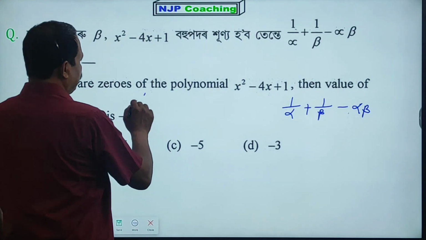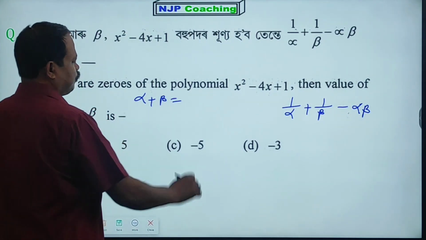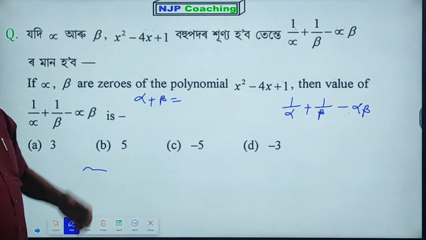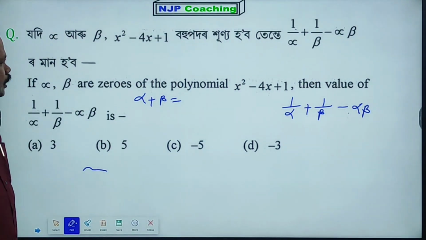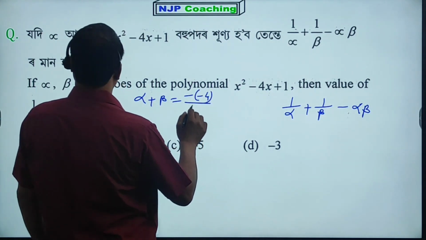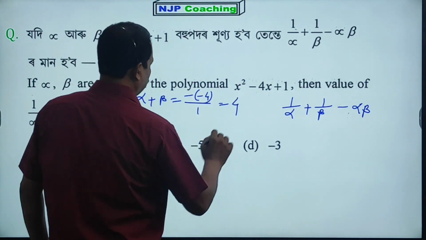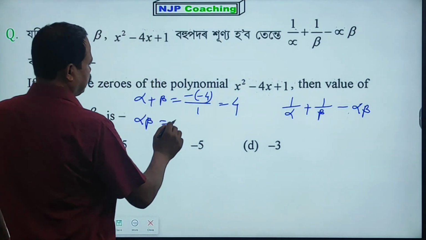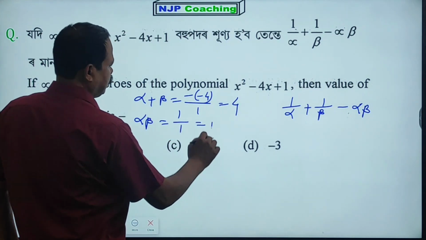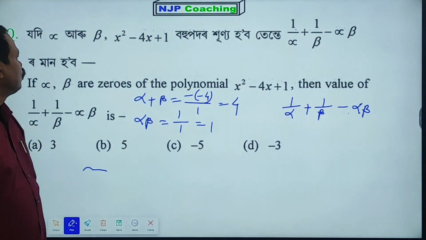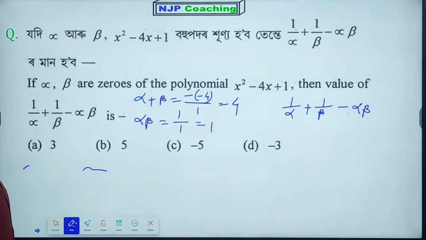From this polynomial, what is alpha plus beta? First we have to decide. Alpha plus beta equals minus b by a, and here b is minus 4, so minus (minus 4) by a, which is 1, gives 4. And what is alpha beta? 1 by 1, that is 1. So the sum of the zeros is 4 and the product of the zeros is 1. You can find this from the polynomial.